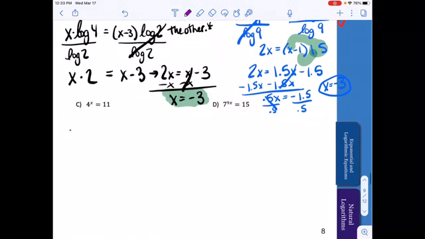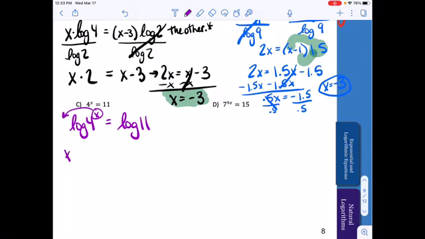Once again, we see an x in the exponent. That means we need to use a logarithm to take it out of the exponent and solve. So I rewrote it with logarithms. This x comes down front, so we have x log of 4 equals log of 11. Once again, divide by the smaller log.